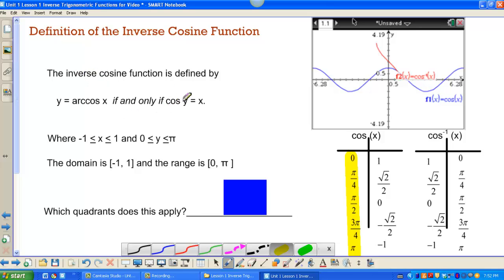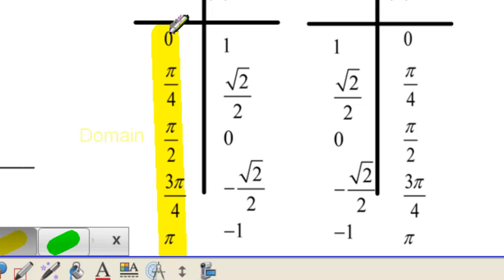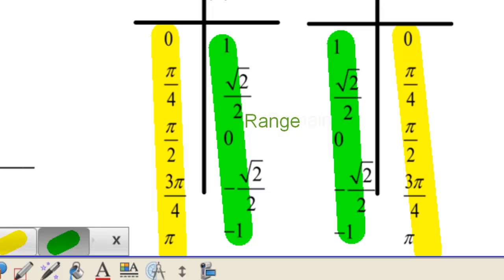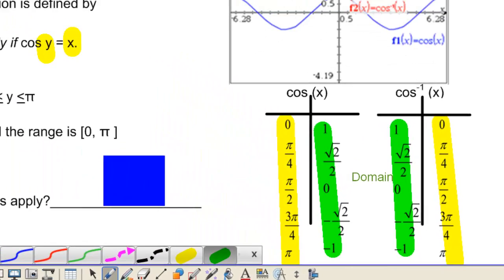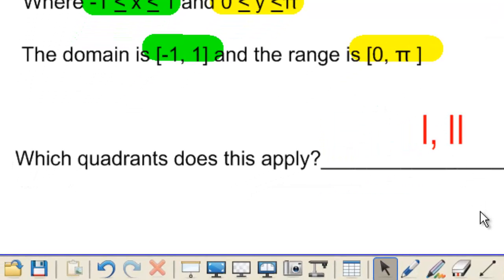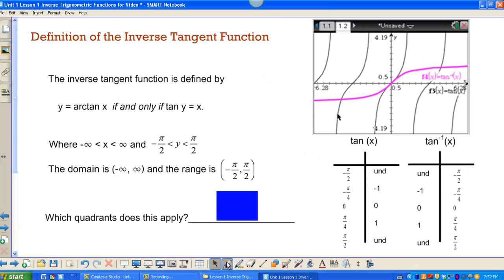So again, the inverse cosine function is defined by y equals arc cosine of x if and only if the cosine of y is equal to x. So we switch the x and the y. My angle values become the range of the inverse cosine, and my value ranges become the domain of the inverse. So your domain of the inverse is between negative 1 to 1, and your range is from 0 to pi. So in unit circle language, that means we are looking in the first and second quadrants for inverse angles of the cosine. And last but not least, the tangent.